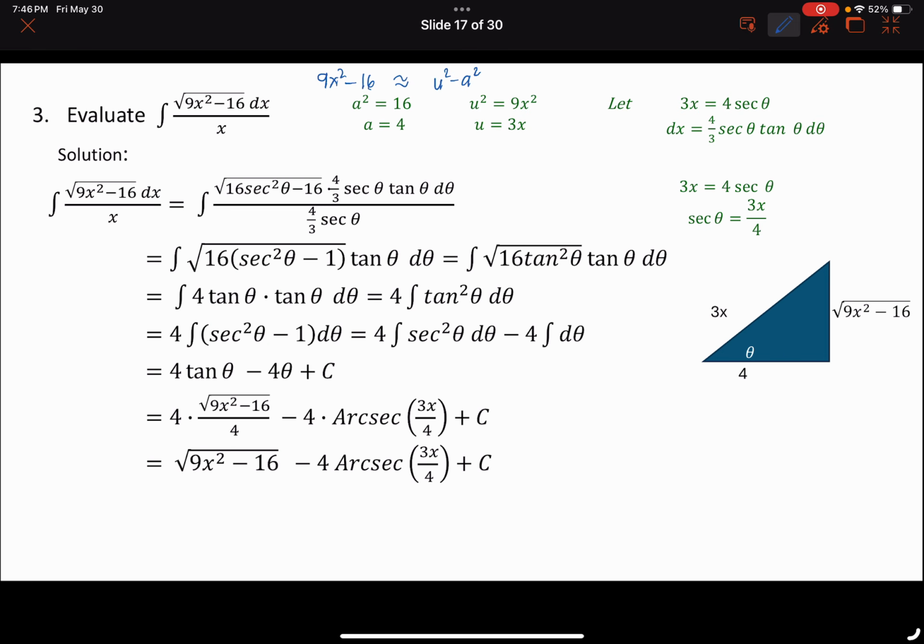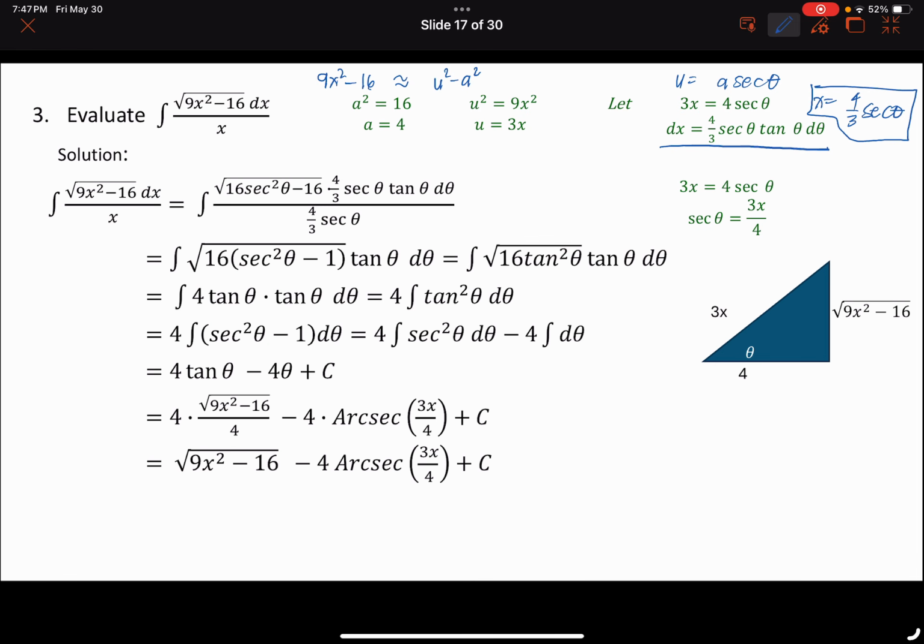If we have a u squared minus a squared, we will be having the form secant. So we have u is equal to a secant theta. So u, which is 3x, is equal to 4 secant theta. So we can have x equal to 4 over 3 secant theta. So its derivative dx would be 4 over 3 times the derivative of secant, that would be secant theta tangent theta d theta. We are now ready to plug in x equal to 4 over 3 secant theta and dx equal to 4 over 3 secant theta tangent theta d theta.